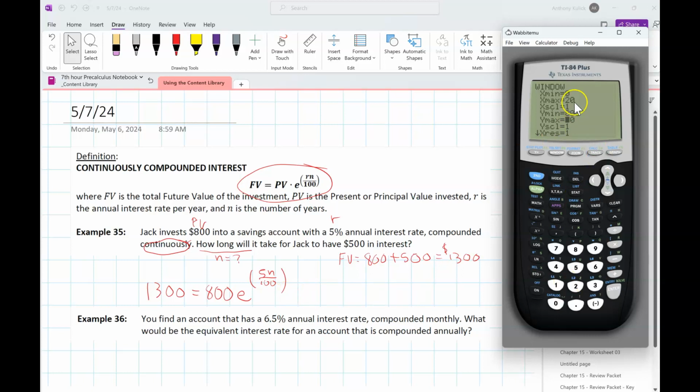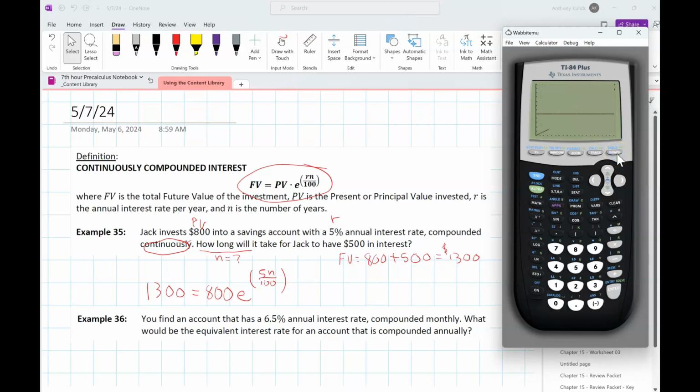The Y max needs to be bigger than what number? What number are we trying to get to? 1,300. Has to be bigger than that. Doesn't matter how much bigger. I'm going to just pick 2,000 because it's a nice round number. And then I'm going to hit graph.